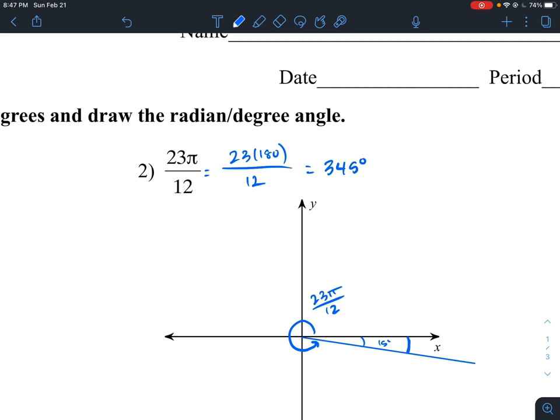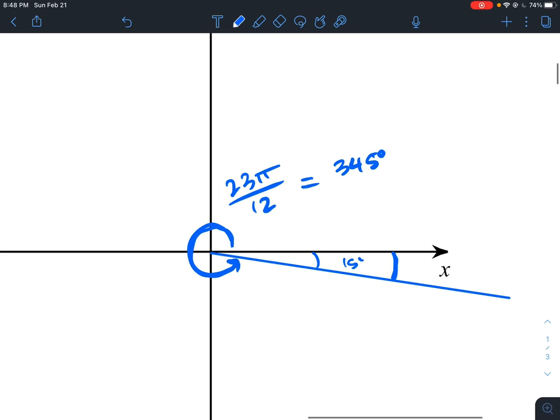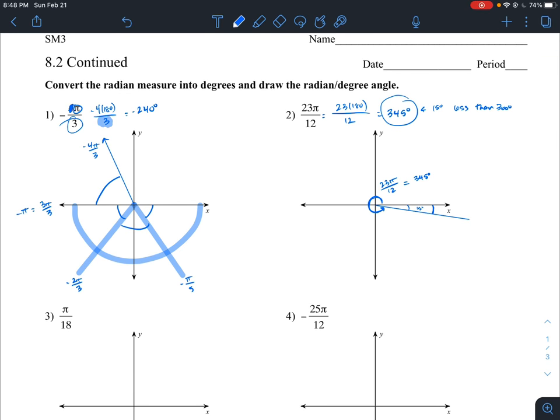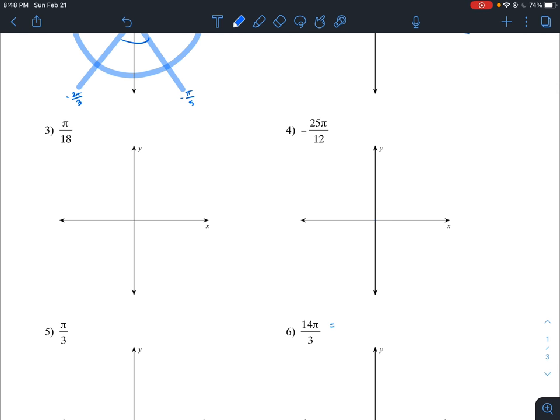Now a full circle is 360 degrees, right? So notice that this is just 15 degrees less than 360. And there you go, that's exactly what we have. This right here is 345 degrees, which is 15 degrees less than 360. Okay, so again, you don't have to think of it that way, but it's what helps me measure these angles. So go ahead and go through the rest of these and convert and draw the radian measure.